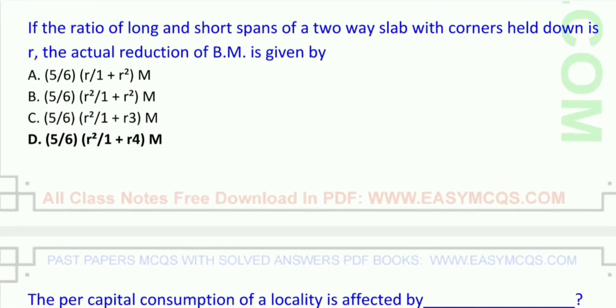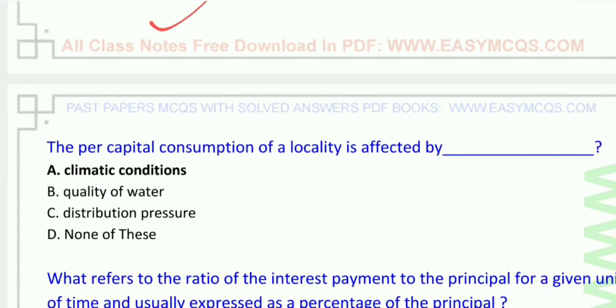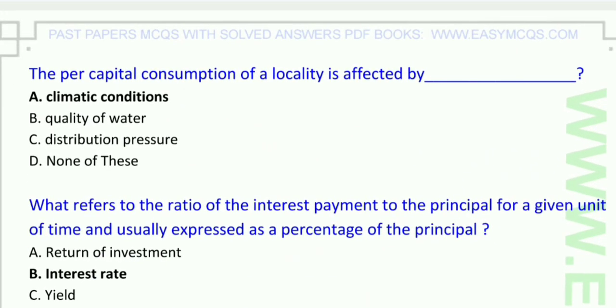Next, if the ratio of long and short spans of a two-way slab with corner held down is r, the actual reduction of bending moment is given by option D is right: 5/6 into r square upon 1 plus 4r into M. Next question. The per capita consumption of a locality is affected by climate condition. A is right.